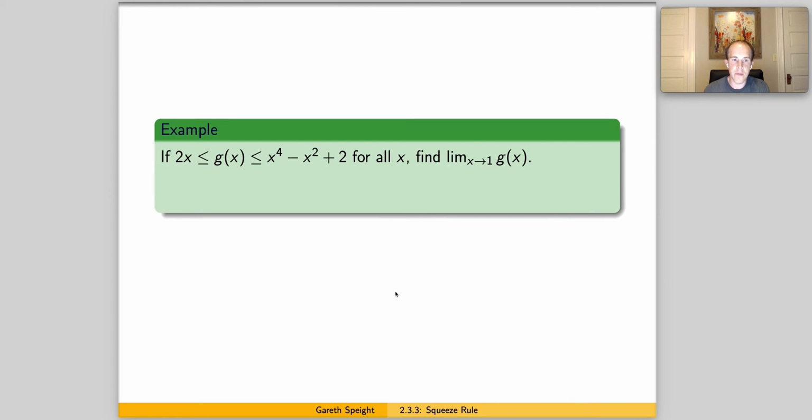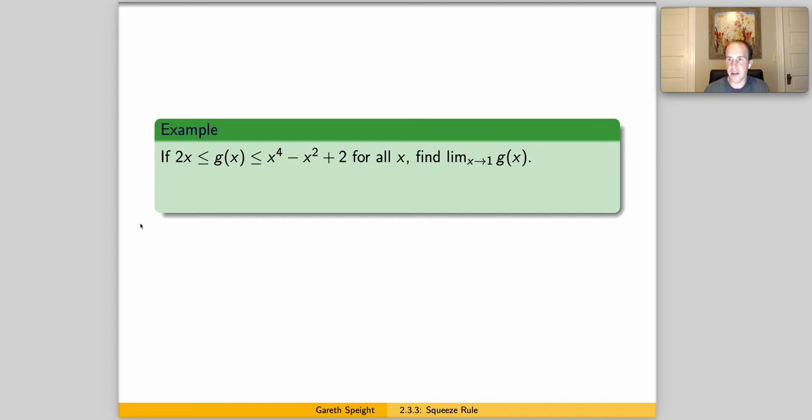Okay, here's another type of problem we might see with the squeeze theorem. So suppose we're given some function g of x. Well, we're not given a formula for it. We don't know what function it is, but we're told some bounds for g. So we're told that g is somewhere between 2x and x to the 4 minus x squared plus 2x for all x. Try to find the limit as x goes to 1 of g of x.